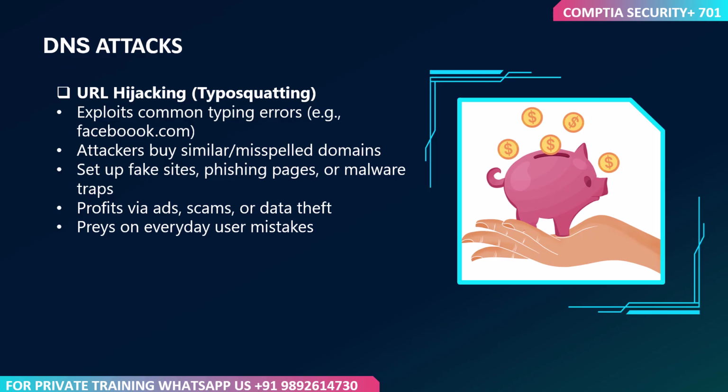Attackers buy up these misspelled domain names and set up fake sites that look exactly like the real thing. These are called typosquatting or URL hijacking. The goal is to catch people who make small mistakes when typing a URL and trick them into visiting fake websites. These sites might show fake login pages, display ads to make money, or even download malware onto your device. In some cases, these typo sites are used to run phishing scams. You enter your login info and just like that, the attackers have your account. It's scary because it preys on everyday mistakes, and we all make typos from time to time.